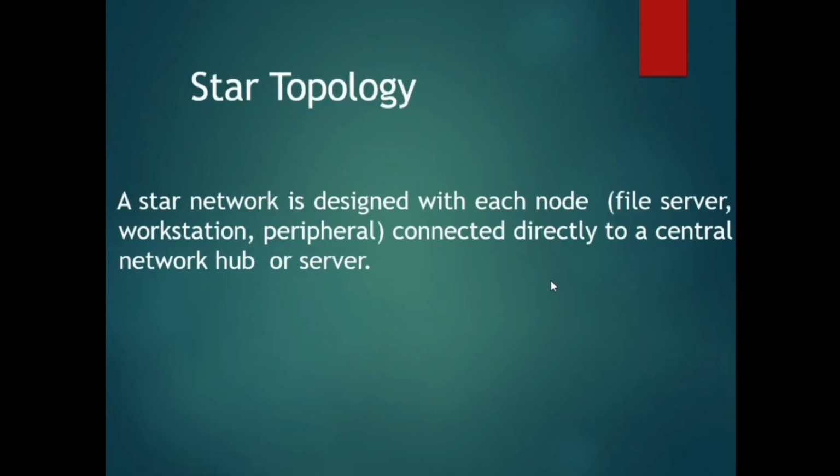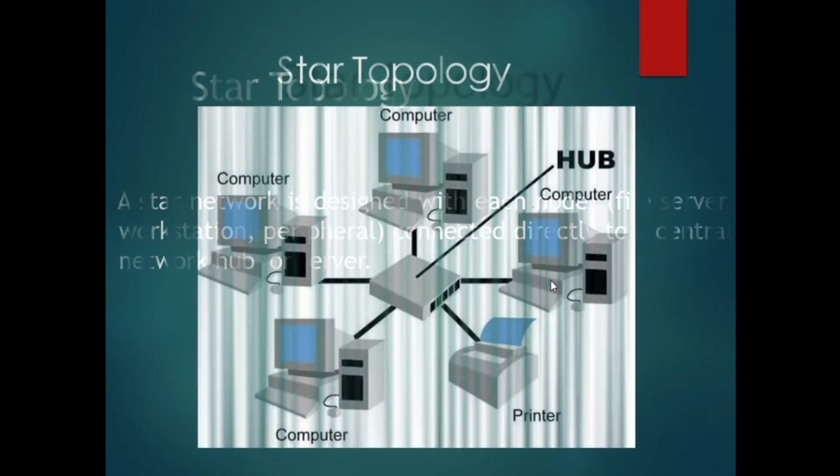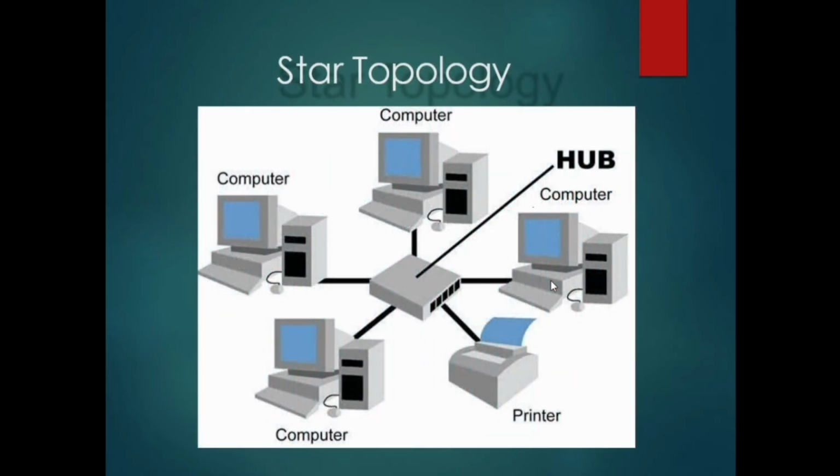A star network is designed with each node, like file server, workstation, and peripheral devices, connected directly to a central network hub or a server. Basically, in a star topology we have a central file server or workstation which is connected directly to a central network hub or server so that everyone can have the connection. Now we have a pictorial description of star topology.